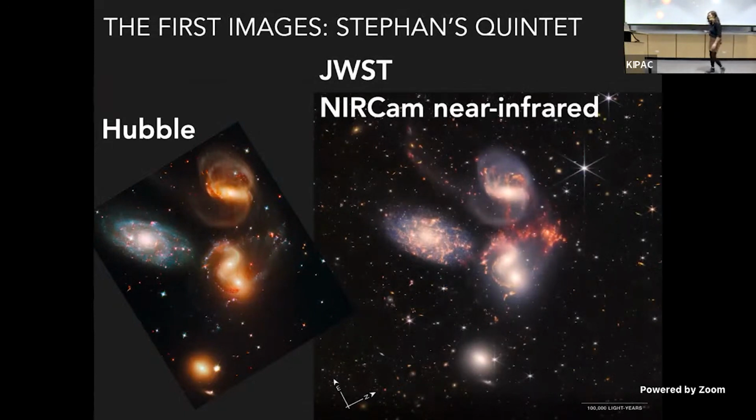So this one on the left is a foreground galaxy. It's pretty close by. And then these four galaxies are more distant, and they're actually in the process of merging. These galaxies are in the process of colliding with each other. So that's the Hubble view.